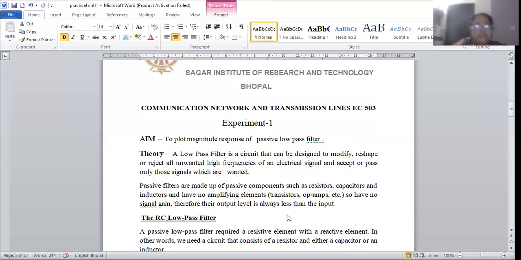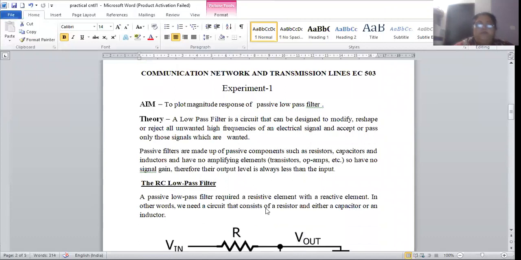A low-pass filter is a circuit that can be designed to modify, reshape, or reject all unwanted high frequencies of an electrical signal and accept or pass only those signals which are wanted. Passive filters are made up of passive components such as resistors, capacitors, and inductors, and have no amplifying elements like transistors, op-amps, etc. So they have no signal gain. Therefore, their output level is always less than the input.